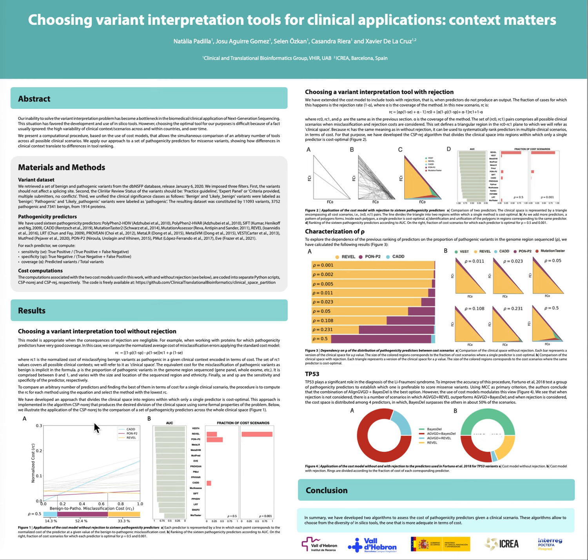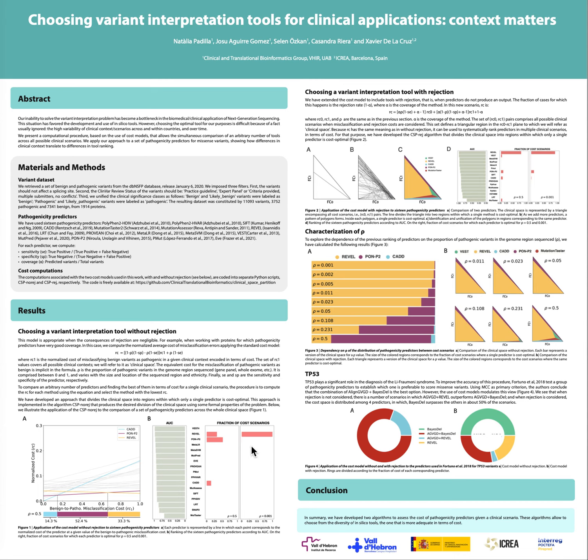The performance of these predictors has been assessed with more than 11,000 variants from ClinVar from the last couple of years after the publication of these methods. Here on the right, in these gray horizontal bars, you can see the predictors ranked by the area under the curve. And here on the right, in red, the results of CSP No Rejection for two rho values.